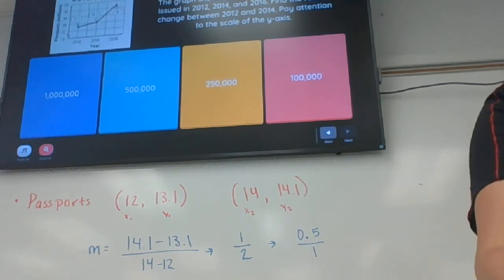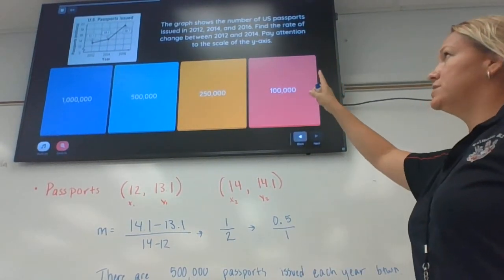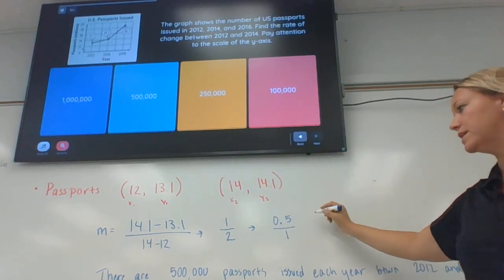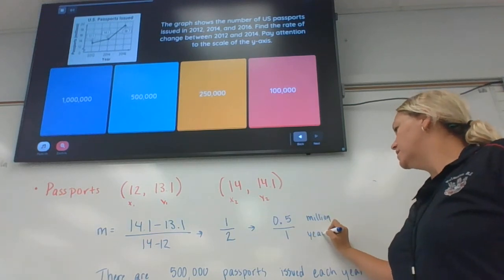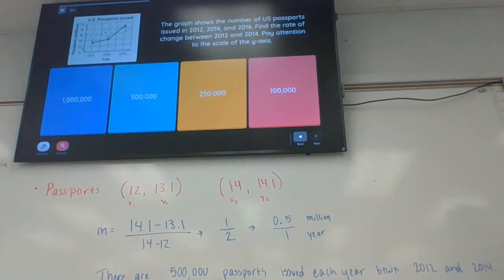Everybody on board with that? It was 0.5. And the reason it says pay attention to the scale of the y-axis is because it says in millions, so that's 0.5 million each year. So Tyler said, well, 0.5 million is 500,000. That was a good interpretation.